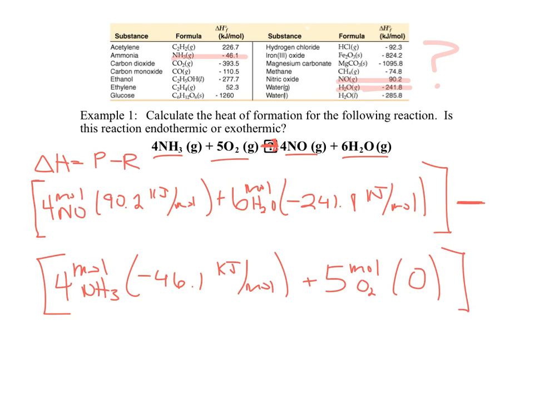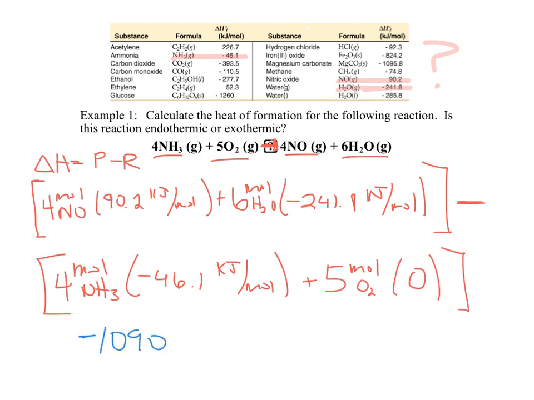Now, doing the math, heads up, there's a lot of little multiplication times negatives and then adding negatives. I suggest that you write out the sum of the products, write out the sum of the reactants, and then subtract them separately, but everyone works differently. So I'm going to do my products first. 4 times 90.2 plus 6 times negative 241.8. I'm going to write that sum. That sum is, let's see, negative 1,090.